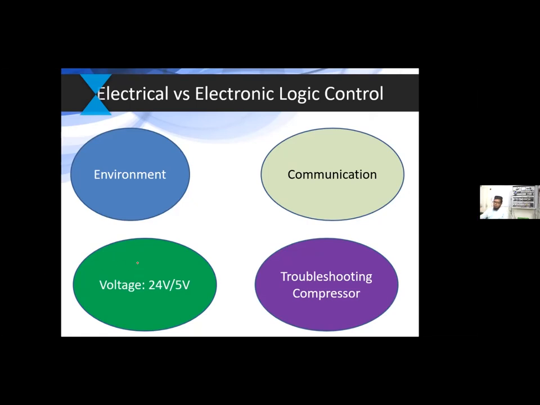Another part is the voltage. Industrial voltage is 24 volt, but electronics voltage is 5 volt. Arduino microcontrollers mainly use 5 volt, but in industry we need 24 volt DC for the control system. So PLCs and other items are 24 volt and match the industrial voltage.